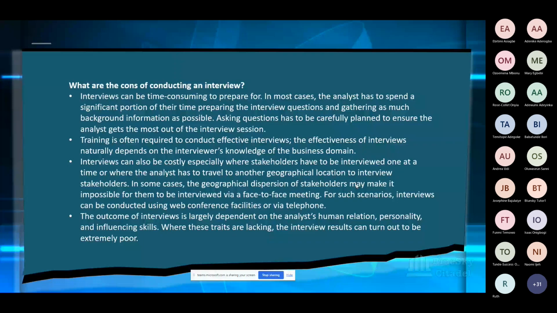I know you guys are new, but from this point forward, try to go into your elicitation meeting with questions. Training is often required to conduct effective interviews. The effectiveness of an interview naturally depends on the interviewer's knowledge of the business domain. Like I said, it ties into the first one. You need to do research.